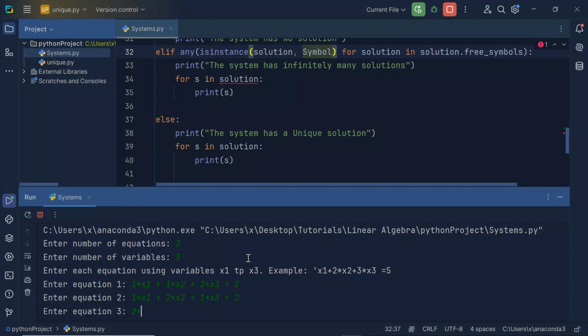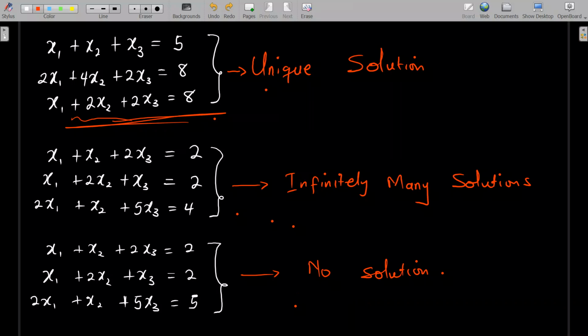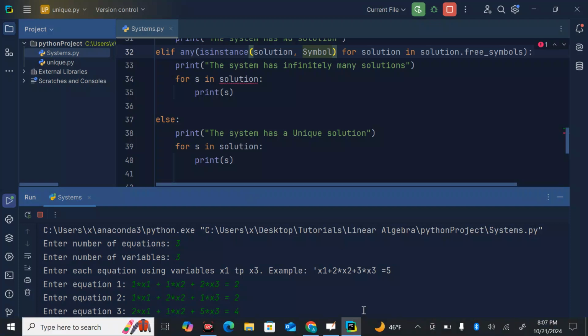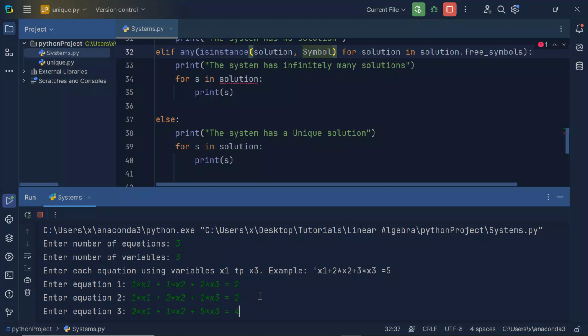x1 plus 1 times x2, plus 5 times x3 should be equal to 4. And so this is the system that we're about to solve. With that system we're supposed to get infinitely many solutions. All right, so let's go to that.